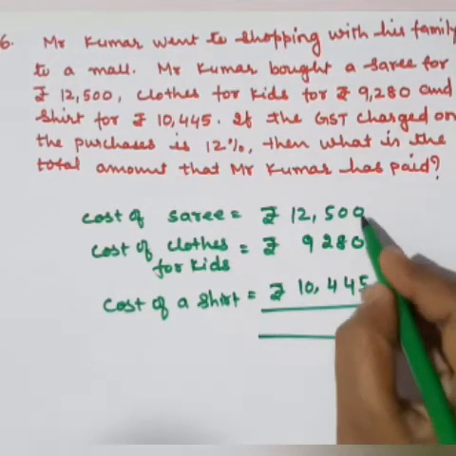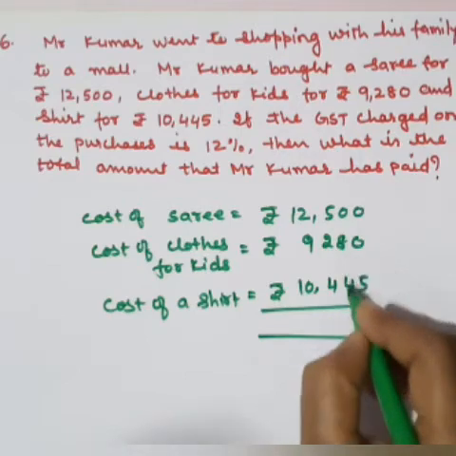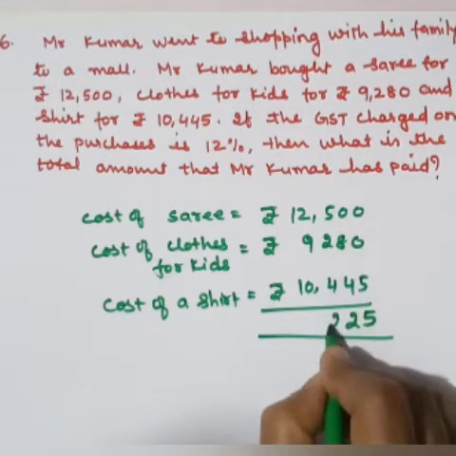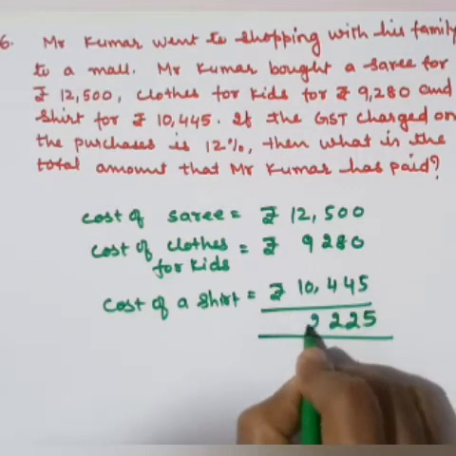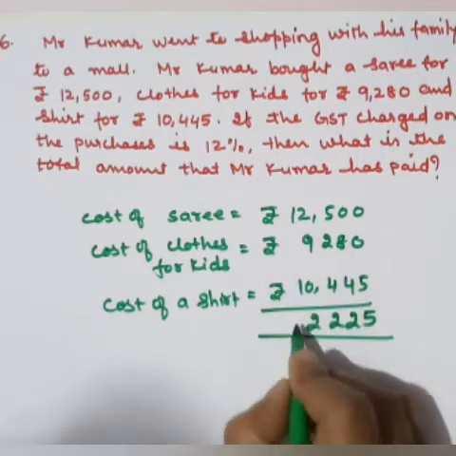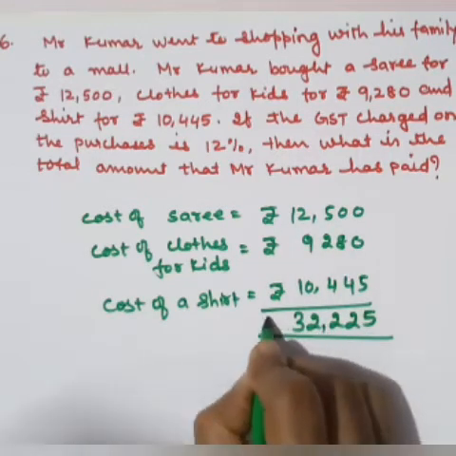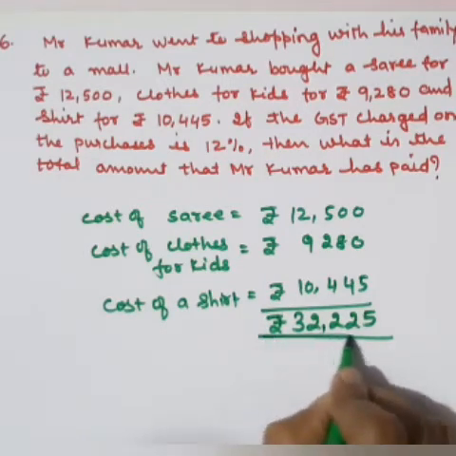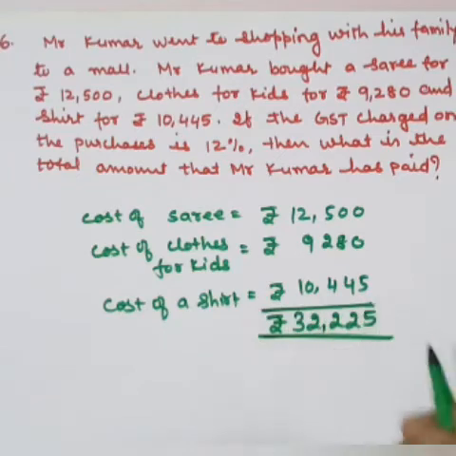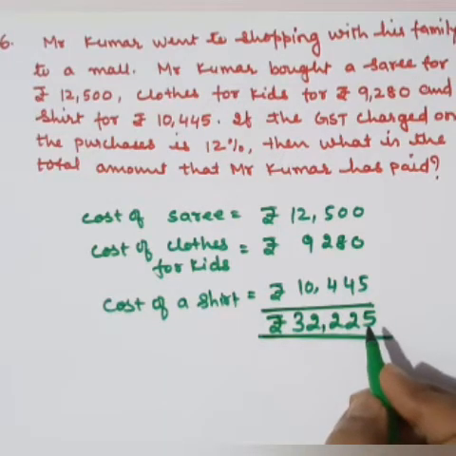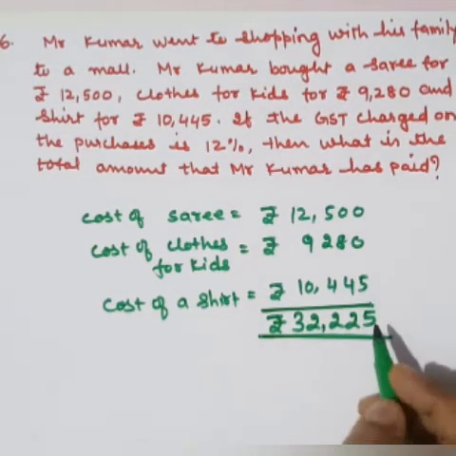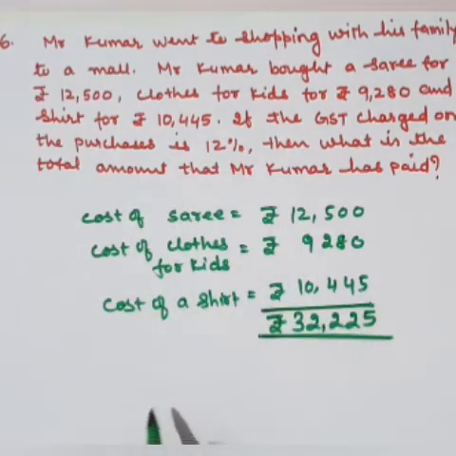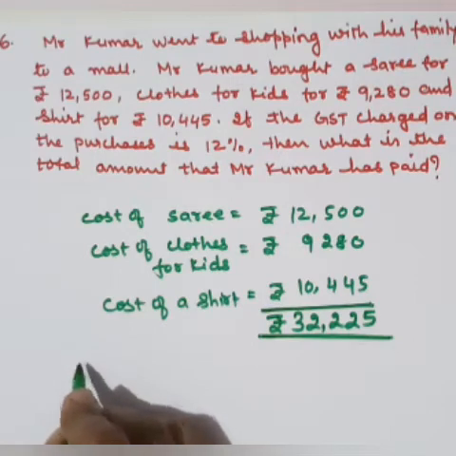Let us see the total cost first. 5, 8 and 4, 12, 2, 1, 5 and 2, 7, 7 and 5, 12, 2, 1, 10 and 2, 12, 2, 1, 2 and 3. 32,225. Now this was the amount as per the price written on the articles. But along with this he has to pay 12% of GST. So let us find GST.